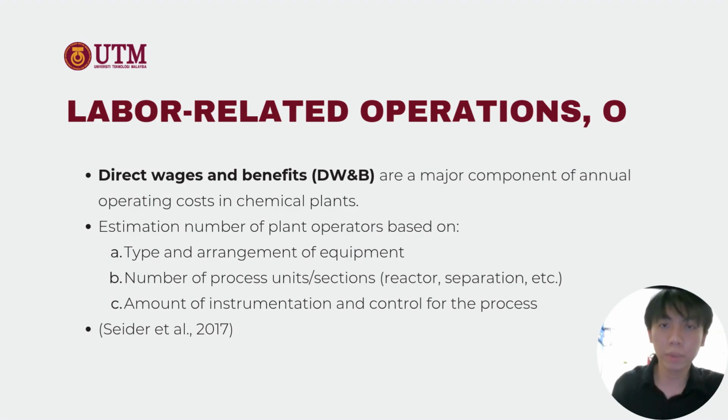Next, I will talk about the labor-related operation. Direct wages and benefits are a major component of annual operating costs in a chemical plant. There are three factors for estimating the number of plant operators. The first one is type and arrangement of equipment. The second one is the number of process units or sectors. The last one is the amount of instrumentation and control for the process.